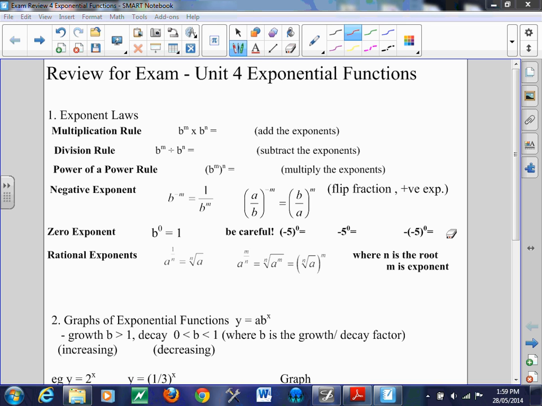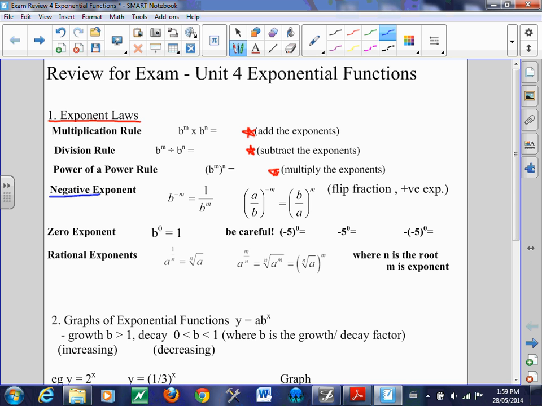So to start off with, ladies and gentlemen, let's deal with the exponent laws. These are ones you learned in grade 9 and 10. So remember the multiplication rule: when the base is the same and you're asked to multiply, you add the exponents. When it's the division law and the base is the same, you subtract the exponents. When it's a power of a power, or you see one exponent raised to another exponent, you're going to multiply the exponents. And then we got into what is called negative exponents.